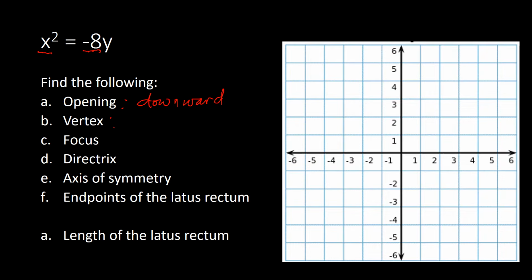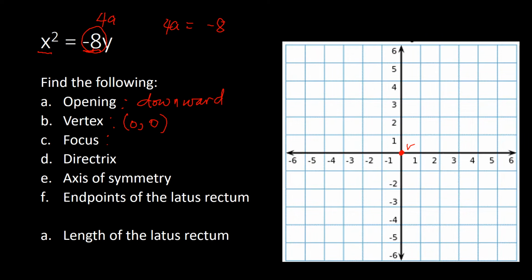Next one, we go for the vertex. Since we don't have a number added to or subtracted from x, automatically we have a 0. And at the same time on y, we don't have a number added or subtracted, so that's also another 0. So our vertex is at the origin again. Next one, we go for the focus. In determining the focus, we must first identify our a. So we have this one as our 4a. So 4a is equal to negative 8.